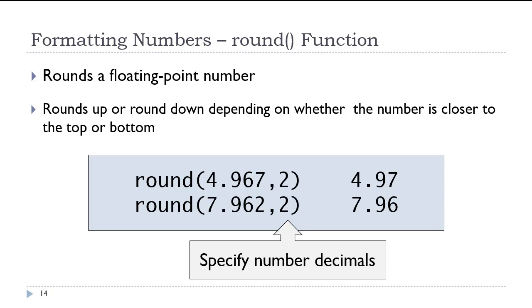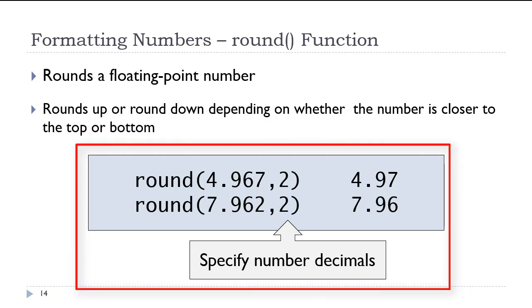PHP gives us several functions for formatting numbers. One function is the round function, and this is used to round down or up a floating point or decimal number. It will round down or up depending on which number it's closer to.